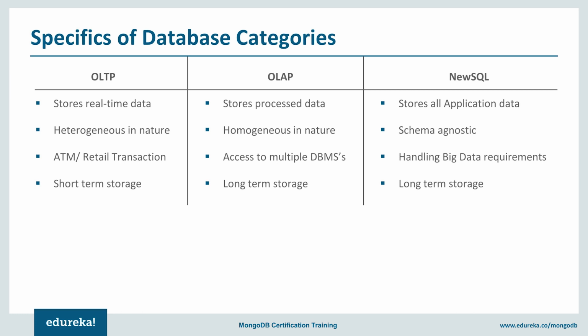So what exactly is an OLTP? What kind of information and what specifications does this store bring on board that make us choose an OLTP or a NoSQL or OLAP? So OLTP is primarily for storing the real-time data, the data that is coming in as soon as it is being pushed.